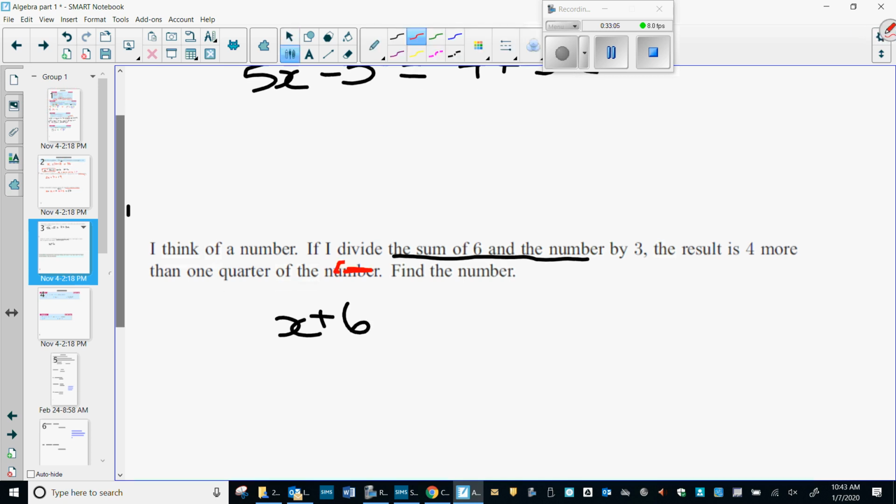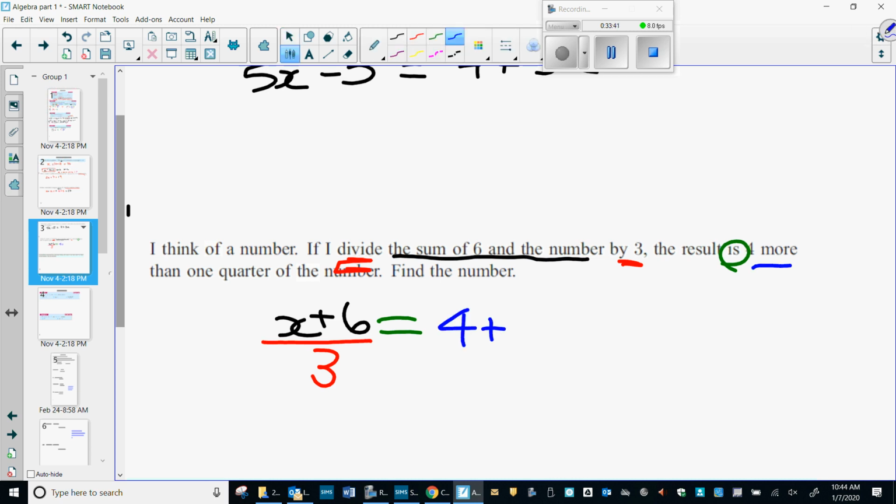So it's all about how we read the question, yes? So we need to divide that by 3. And then four more than that. This result is 4 more than 1/4. So when we see the word is, what do we think we're going to write? Equals. 4 more than something. What are we going to do to it? Add. So we're going to do 4 plus.